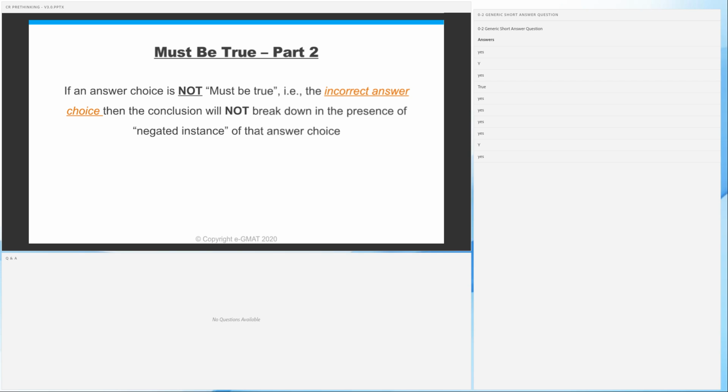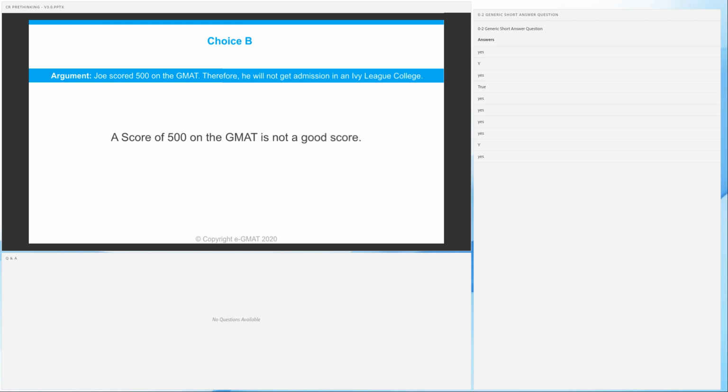It also cuts the other way, which is that if an answer choice is an incorrect answer choice, then nothing will happen to the conclusion in the presence of that negated instance of that answer choice. This could be as tempting an answer choice as possible. But if it's an incorrect answer choice, if it's not a must be true answer choice, you can negate it and your conclusion will stay extremely strong. Let's take a couple of examples here.